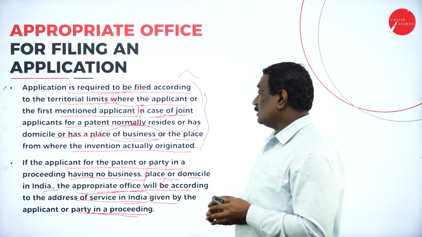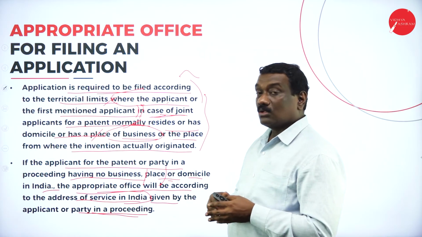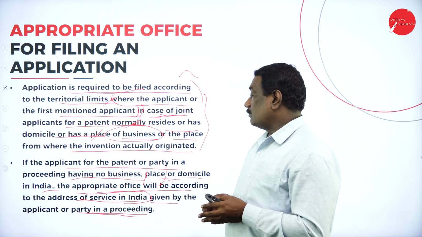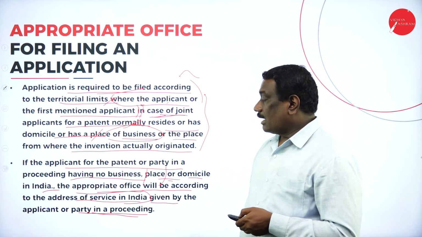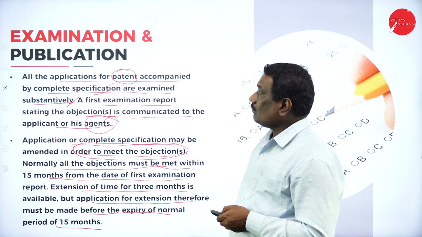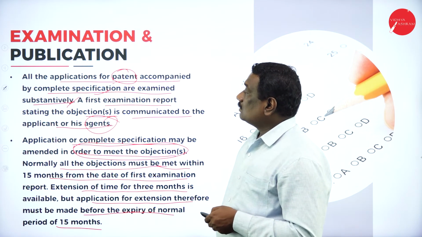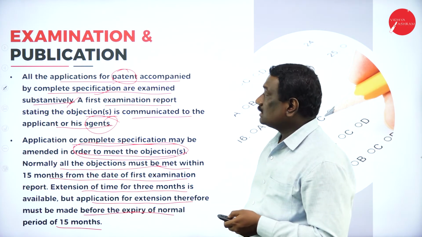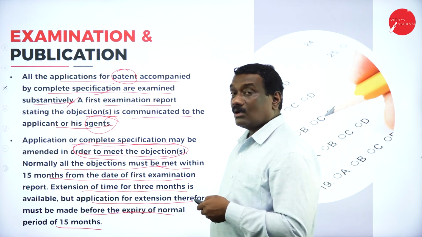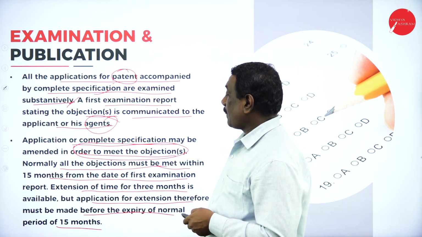And if the applicant of the patent or party to the proceeding has no business, place or domicile in India, the appropriate office will be according to the address for service in India given by the applicant or party in the proceeding. So this is examination and publication. They will thoroughly check all the applications submitted for getting patent rights, and if there are any objections, surely that will be communicated to the applicants or their agents.